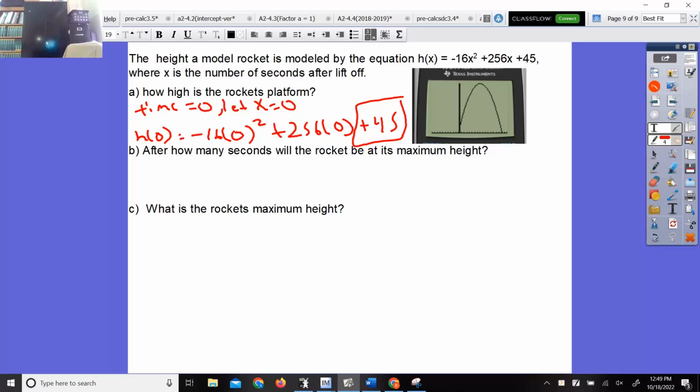Plug in zero. After how many seconds will the rocket be at its maximum height? Again, where does that happen? It happens at the vertex. How do you find the vertex? Negative b over 2a. Opposite b over twice a. Jordan, what's b?